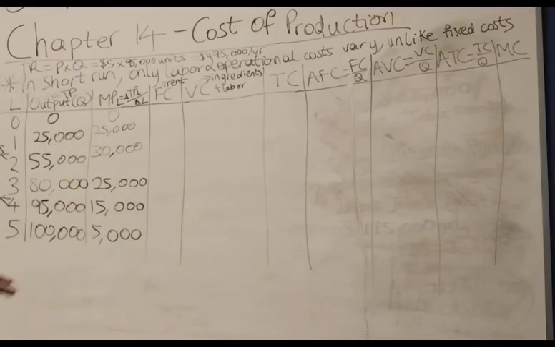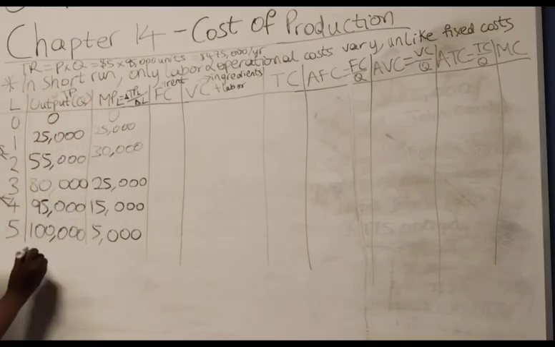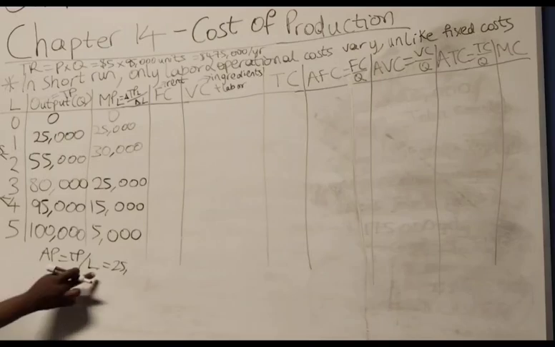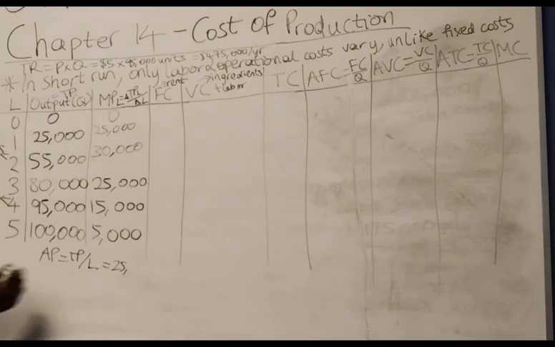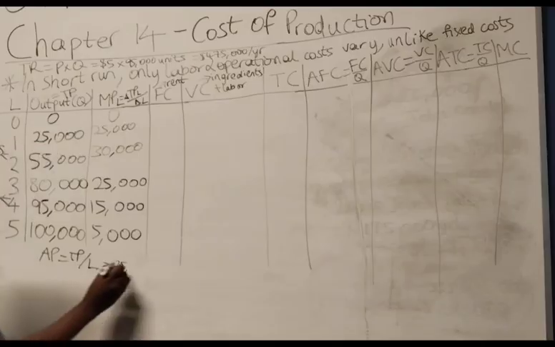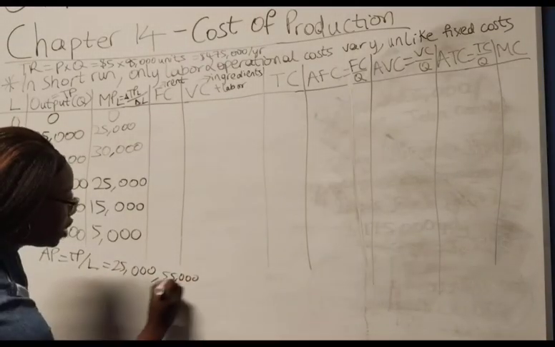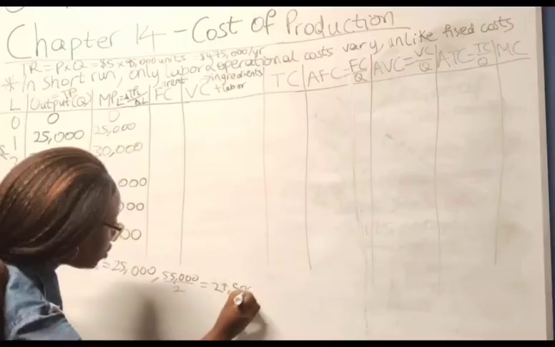Something I wanted to emphasize is you can also calculate average product, but average product will simply be total product divided by labor. So remember, product has to do with your input, so either labor or capital, not quantity. Okay, so at 1 worker, you would have your average product 25K divided by 1, 25K. At the second point, you will have 55K divided by 2, which is going to give you 27,500.